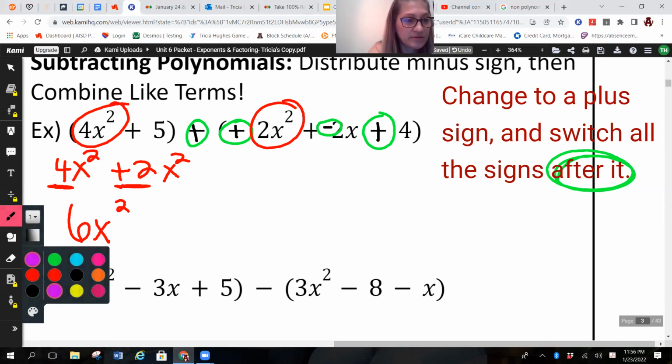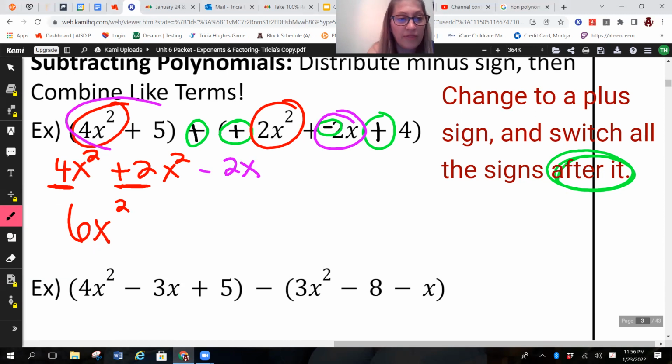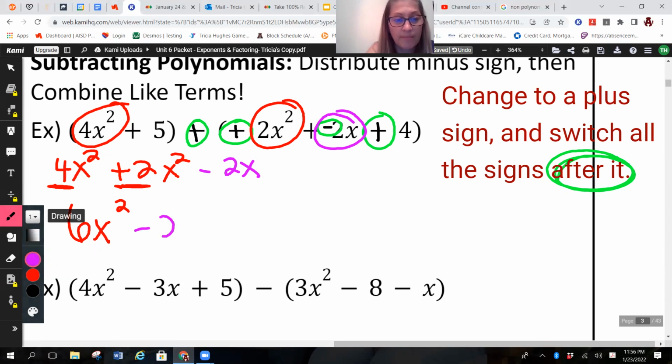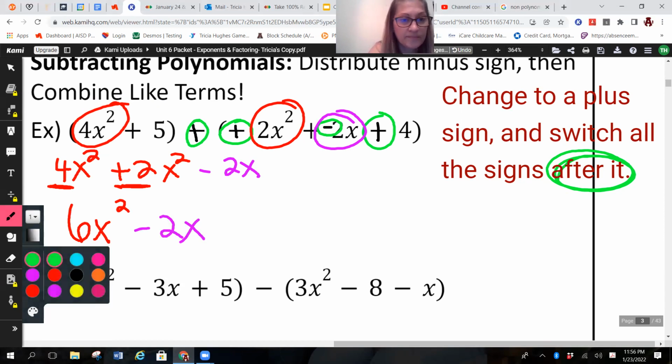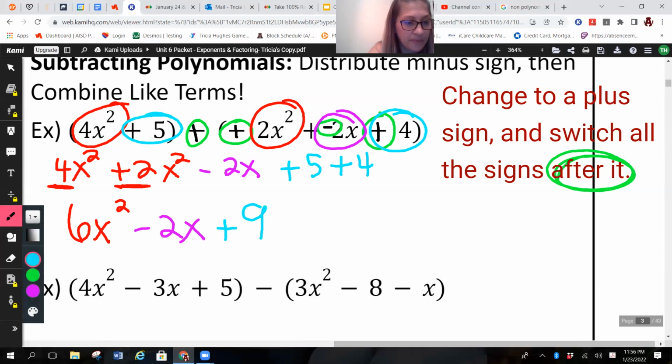Move to your next phase. The next highest exponent is a negative 2x. There's nothing to combine with it on this one. So it doesn't do anything. We just minus 2x. And then last of all, let me use blue. A plus 5 and a plus 4. You would just type that into your calculator and get 9.